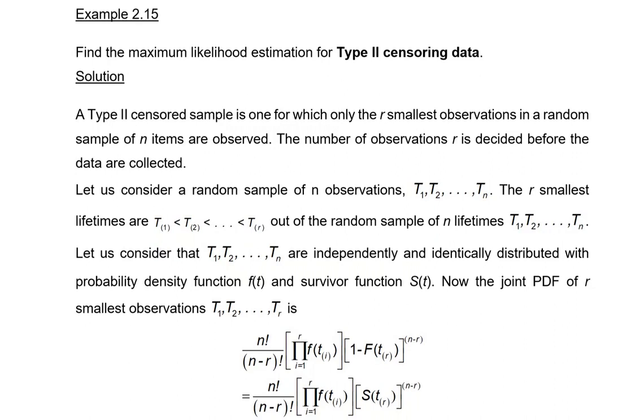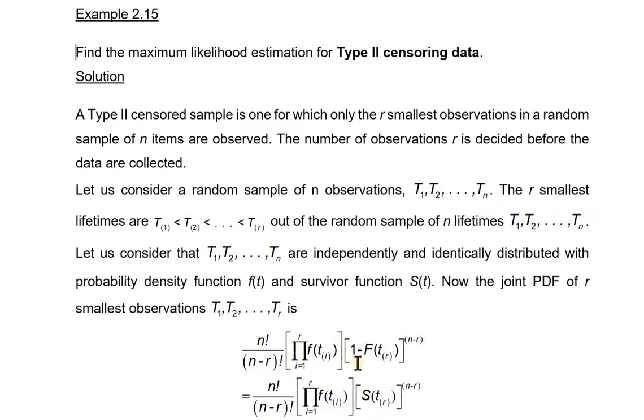We will split the joint probability density function into two parts. The first part is for the complete data, the uncensored data, from i equal to 1 until r, where we know the exact time of the failure. The second part is the censored data, where we don't know the exact time of the failure, which is n minus r. This is the number of failures that we don't have the exact time of their failure.